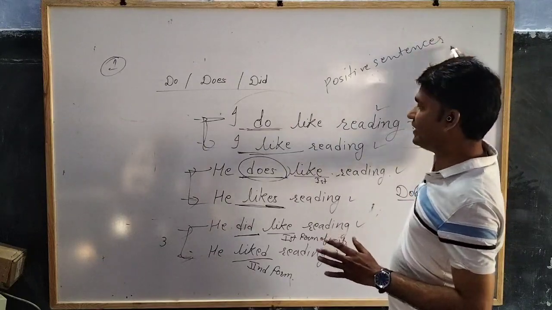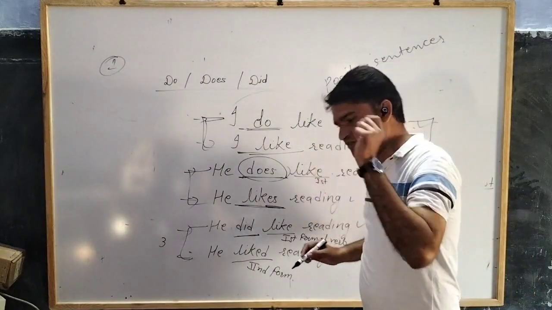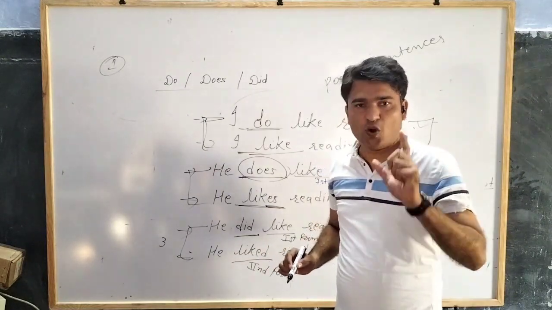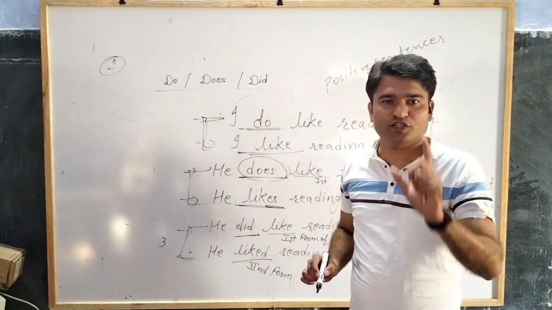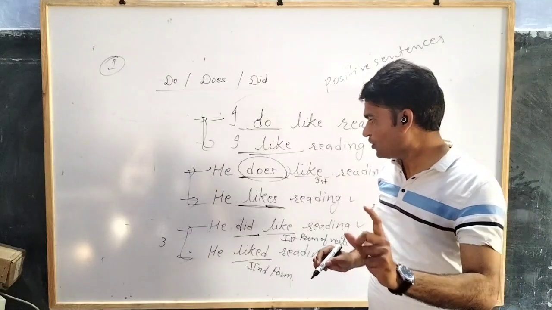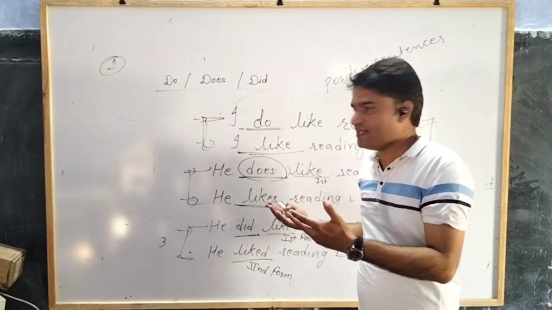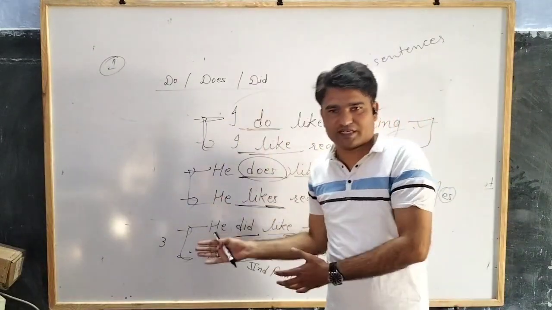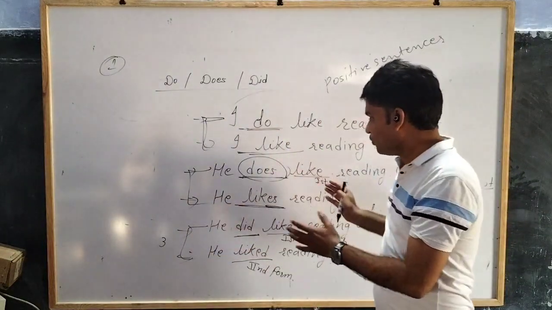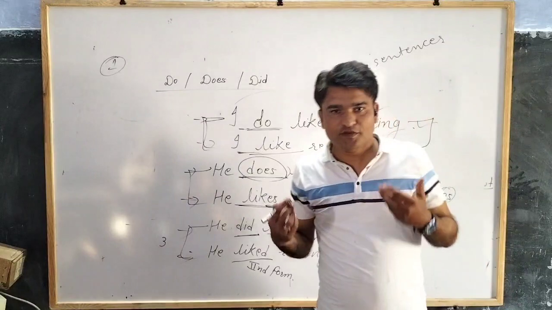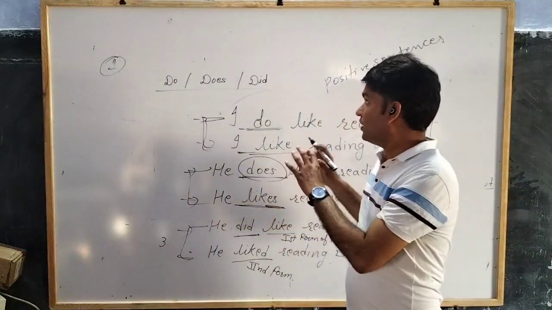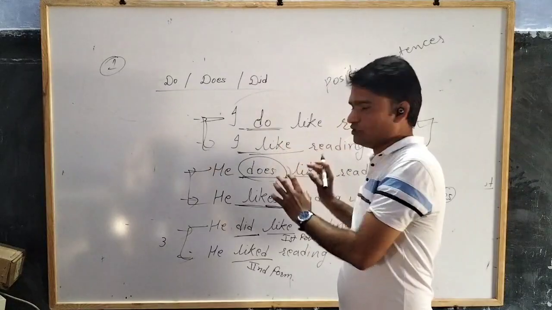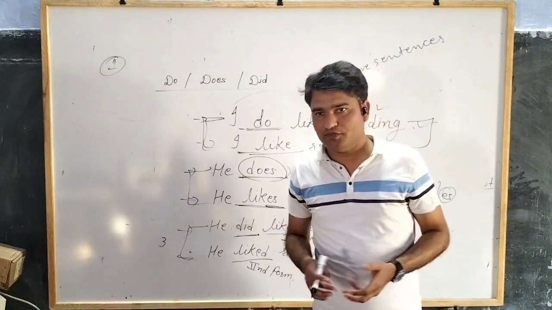In negative sentences, you will definitely write do, does, and did along with not, in the third position. In interrogative sentences, you will put these helping verbs in front of the subjects. So this was a short lesson. In my upcoming videos, I will put the brief description in front of you.